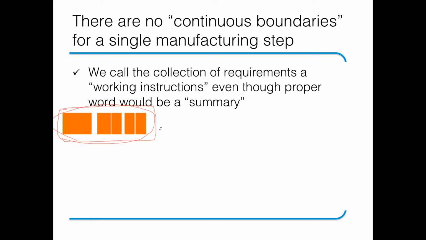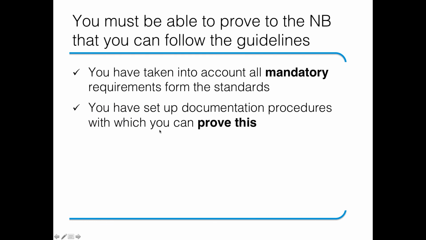I think that's enough about the type of requirements we have in the EN 1092 and also in the EN 1091. You must be able to prove to the notified body that you can follow the guidelines. Because the notified body is going to certify your FPC system, and you must be able to prove to the notified body that you as a company have read the standards, or more precisely understand the requirements of the standards, and you are following them in your day-to-day activities.